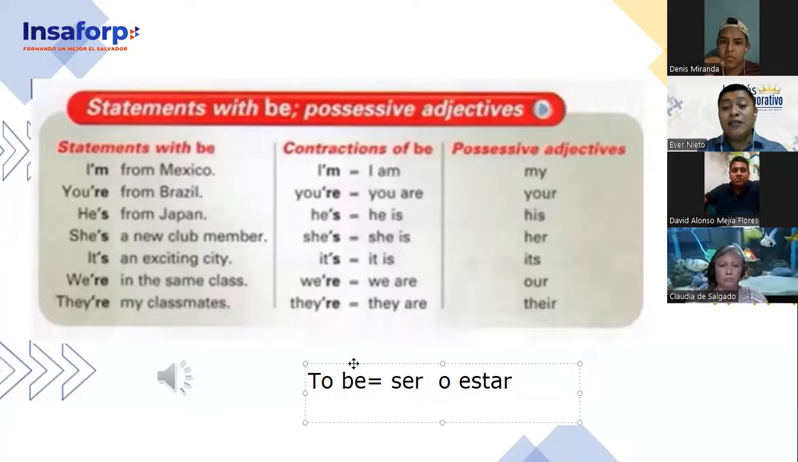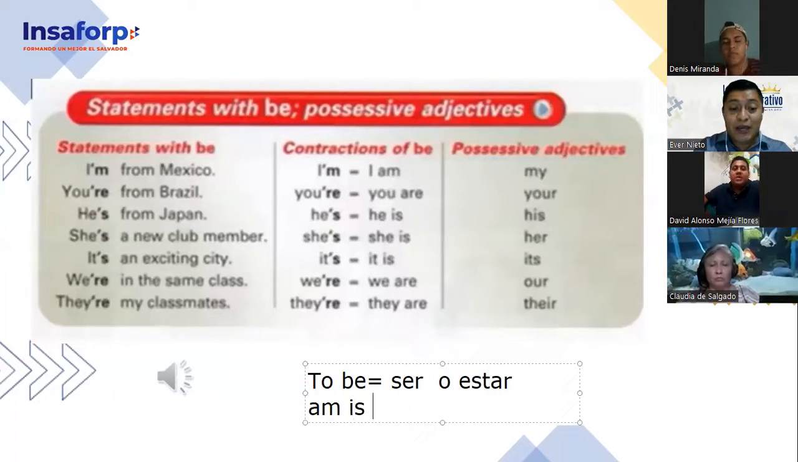Teacher, ¿por qué nos enseñan esto a cada rato? Because it's really important, right? It's really basic that we know this verb. So, ¿cuáles son las tres formas de este verbo en presente simple? Am, is, are. Okay, excellent. Am, is, and also are. Y los conjugamos de la siguiente manera. I am, you are, he is, it is, we are, and they are.